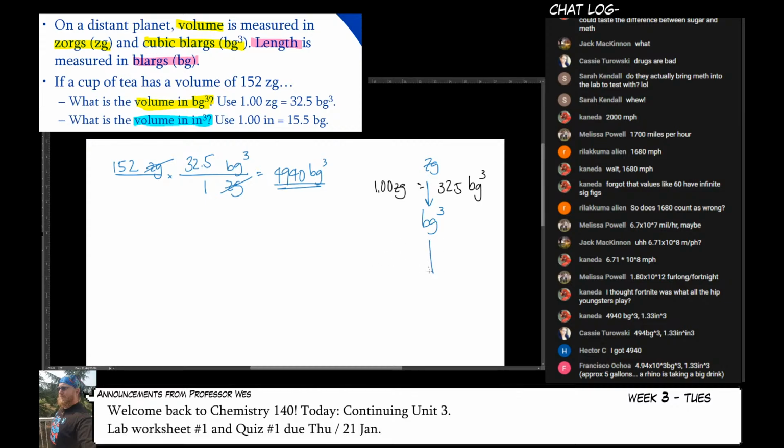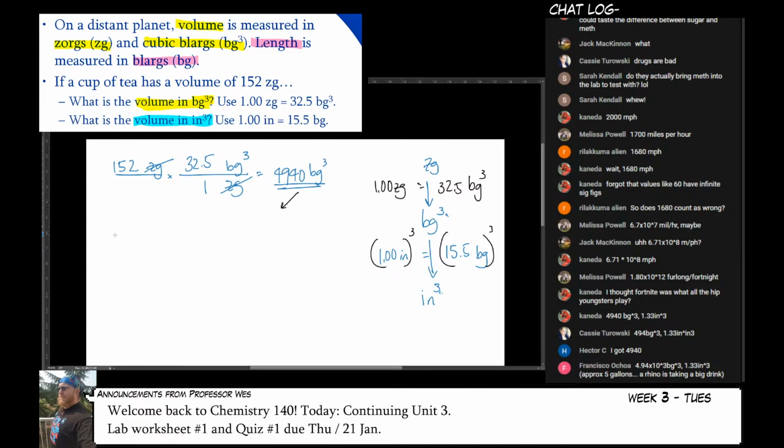Now let's turn this into inches cubed. And the relationship I have here is that 1 inch equals 15.5 blargs. But this isn't cubed, and these are not. So what I need to do is cube everything. So let's do that.